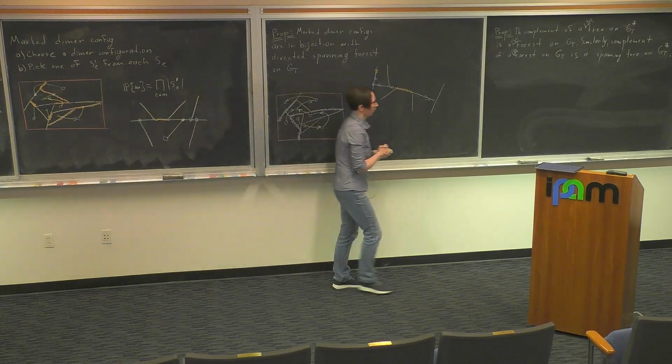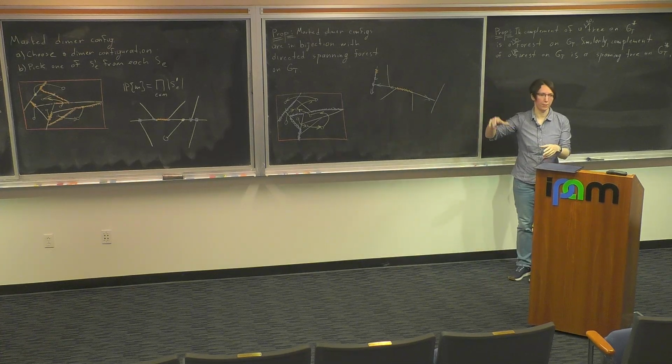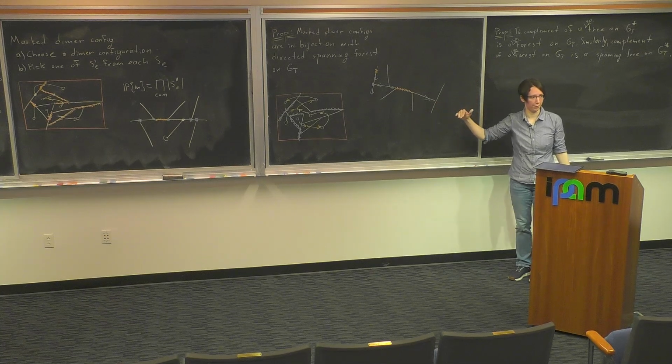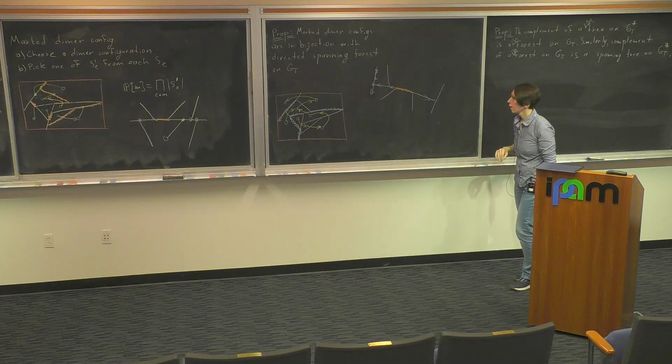Okay, so the opposite direction is similar. Again, I can start from the forest and invert everything I said to get the marking for this dimer configuration. All right.